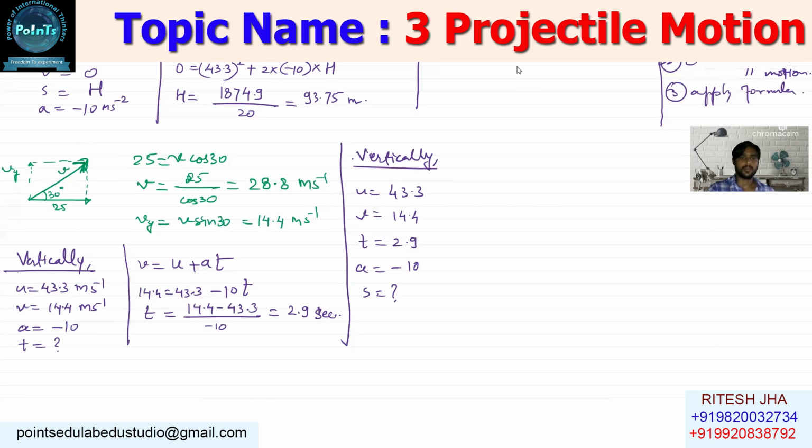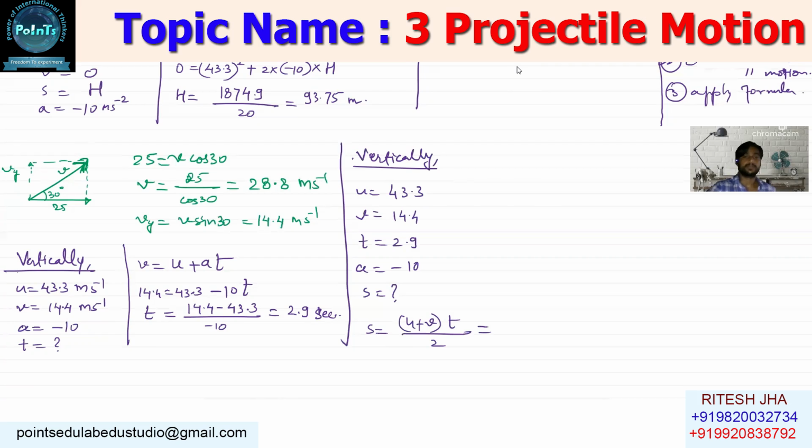You could do s is equal to (v plus u) into t divided by 2. So s is equal to ut, we can do that also. (u plus v) into t divided by 2. Perfect. So we can use this one also.